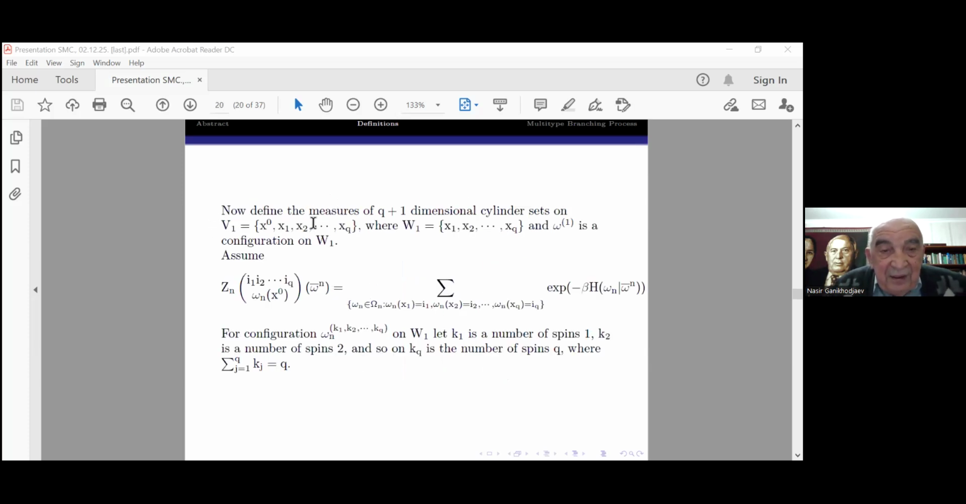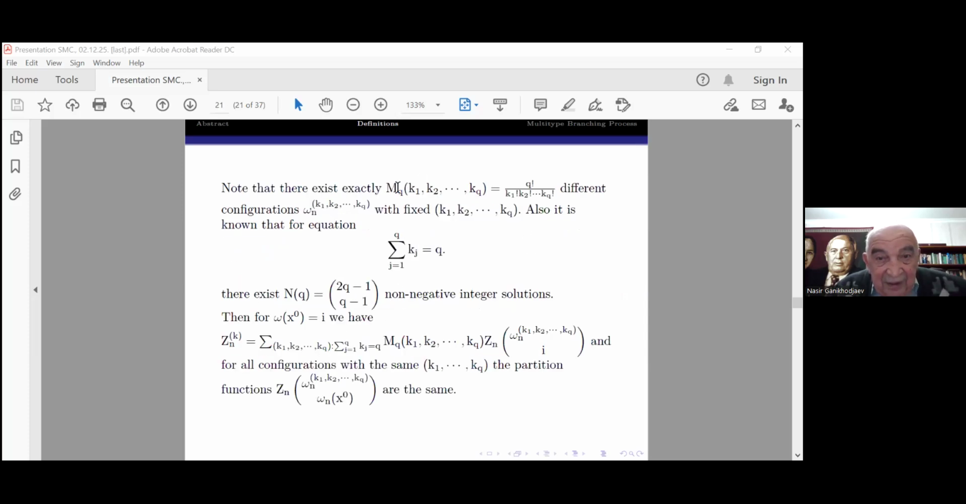Now we can define the measure of (q+1)-dimensional cylinder sets. That is the root, and this is all points on W_1. And here is this partition function, with such conditions, denoted notationally. So for a configuration on W_1, let k_1 be the number of spins 1, k_2 the number of spins 2, and so on, and k_q the number of spins q, where their sum is equal to q. Because we do not generate exactly q particles.